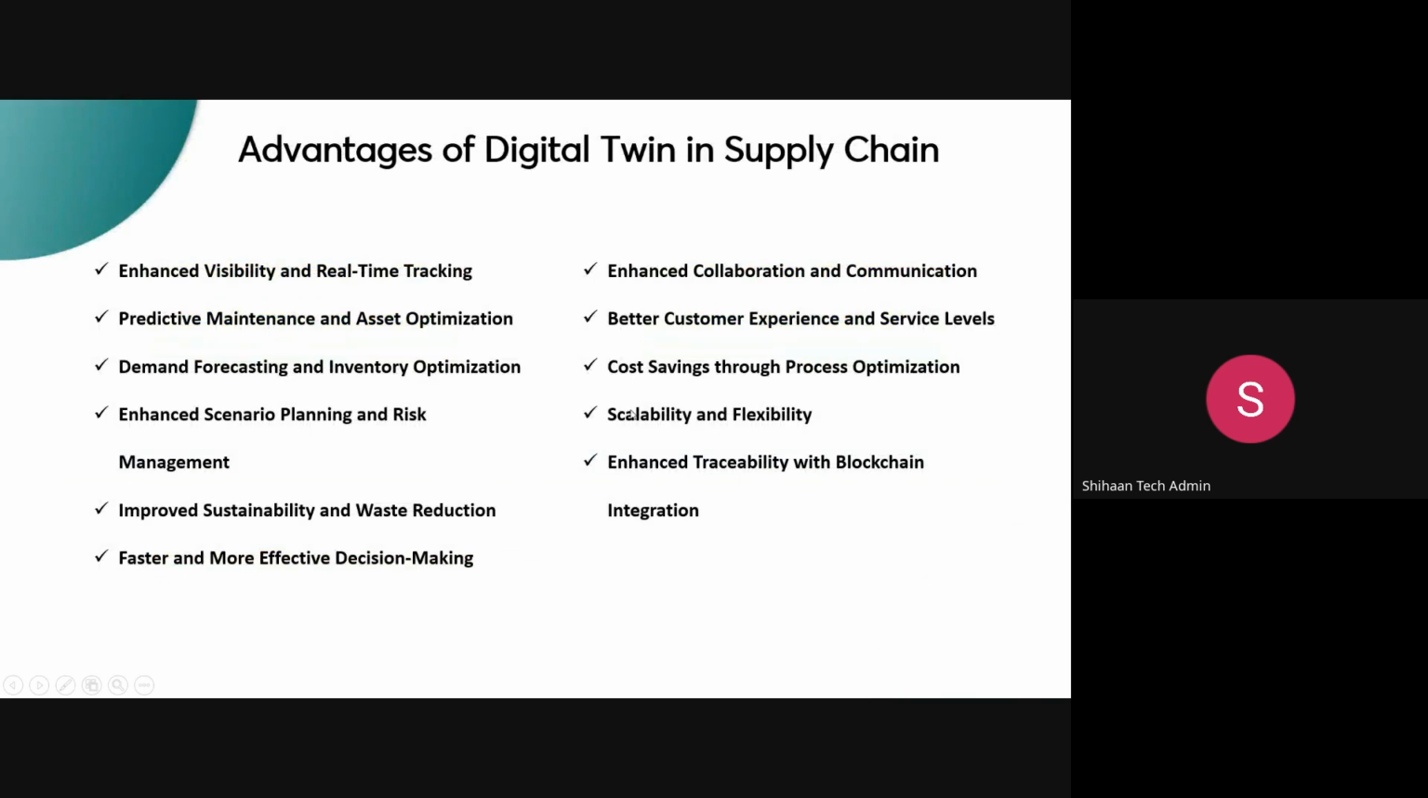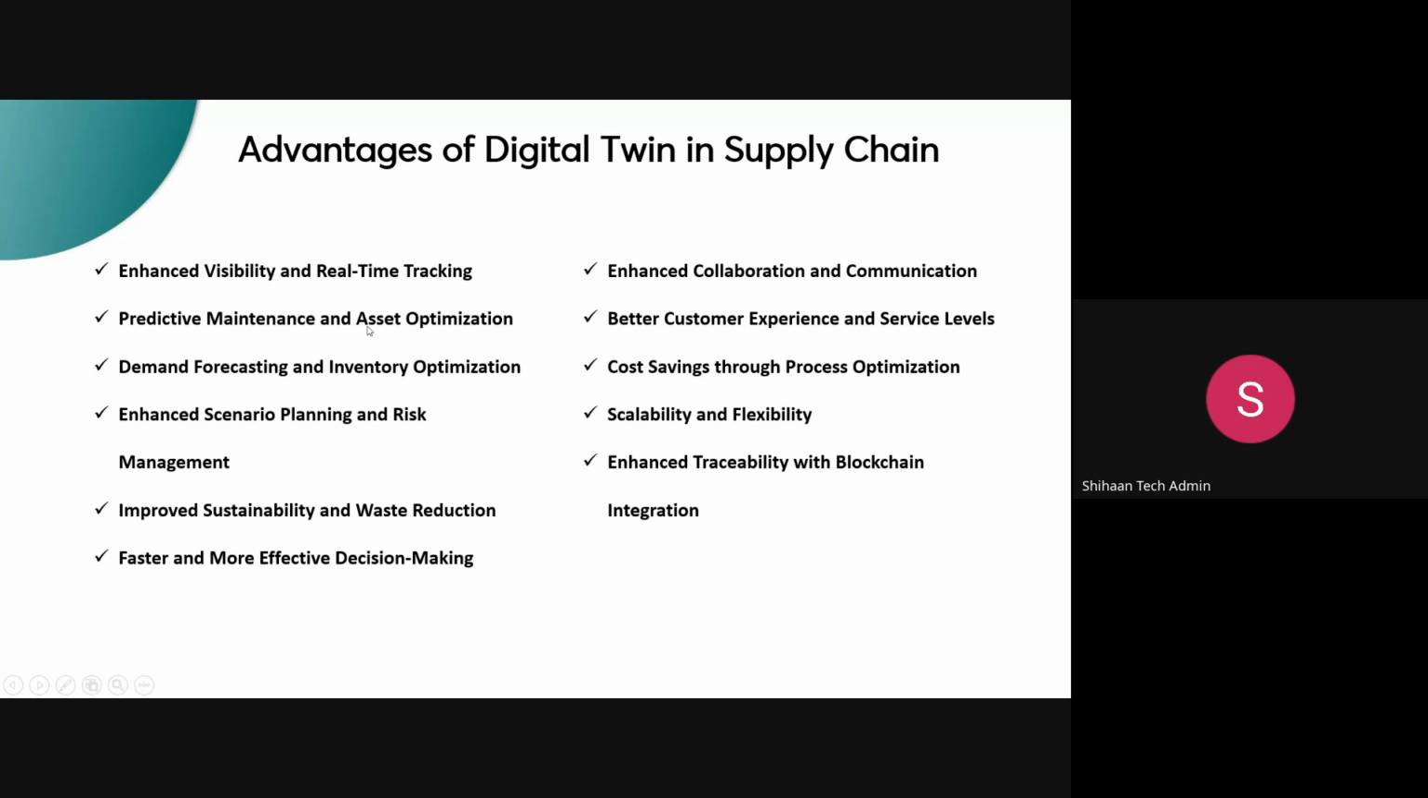Okay. So these are the advantages of a digital twin in supply chain. The first one is enhanced visibility and real-time tracking. We have already seen that it allows real-time tracking of inventory, shipments, and assets. This visibility also helps businesses respond faster to issues like shipment delays, stock outs, or demand surges by enabling more agile decision making.